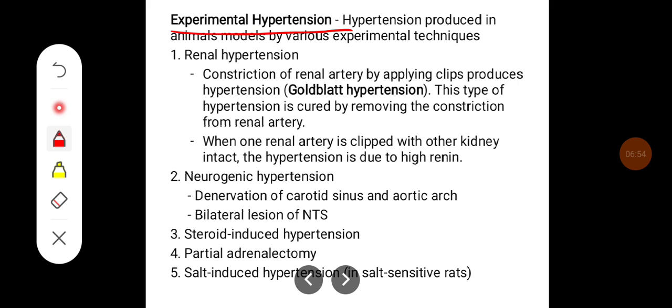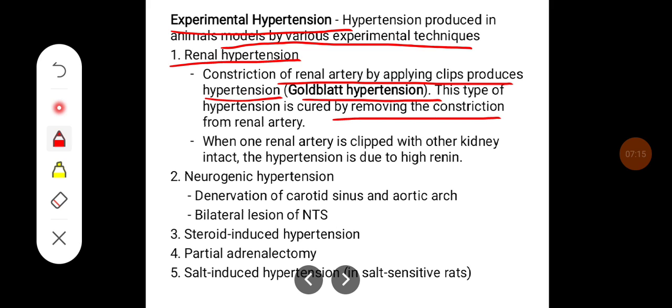Then experimental hypertension. Hypertension produced in animals by various experimental techniques. Like there can be renal hypertension. Constriction of the renal artery by applying clips produces hypertension, which is called Goldblatt hypertension. This type of hypertension is cured by removing the constriction from the renal artery. When one renal artery is clipped with the other kidney intact, hypertension is due to high renin production in the clipped kidney.